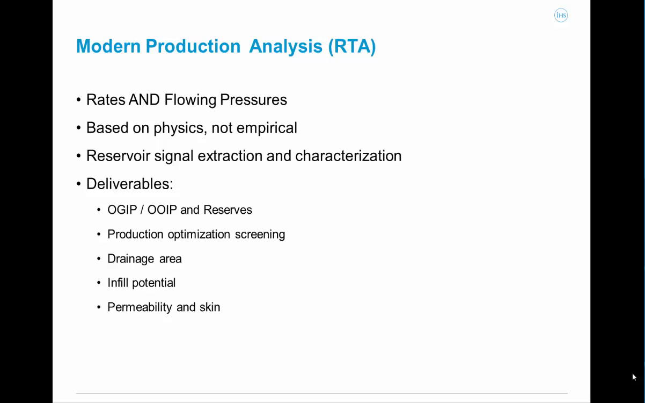Production analysis involves a reservoir signal extraction and characterization, where we take a large amount of data and then analyze it to see if there's a reservoir signal that we can extract. In a way, it's like a forensic analysis of the data. We get the same deliverables as the traditional methods, but get quite a bit extra.